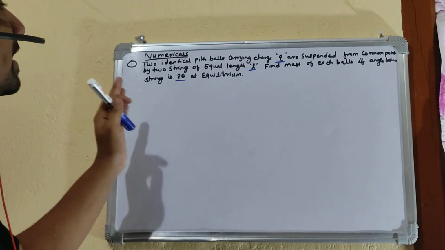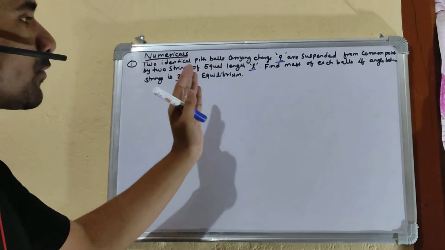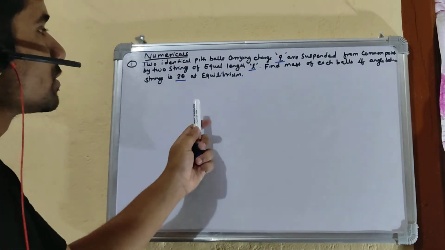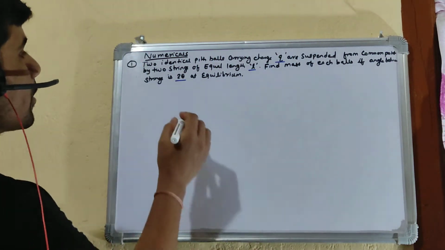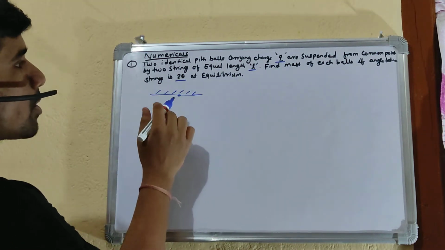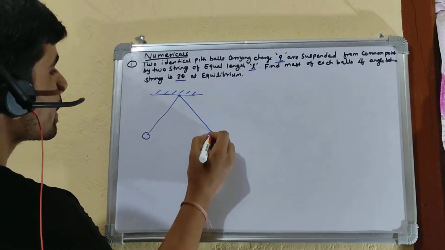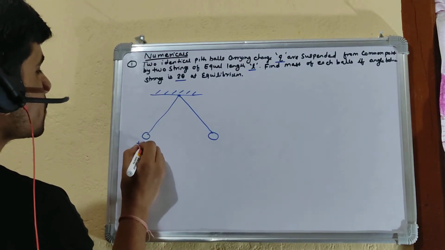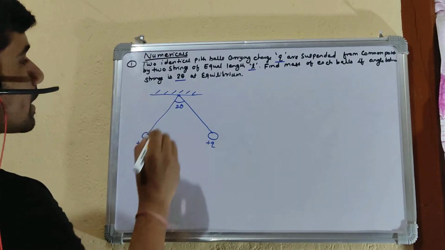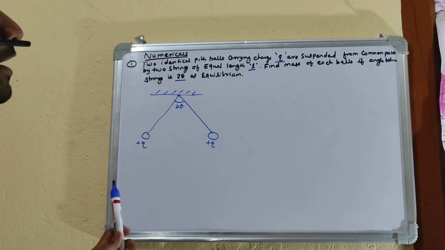So the question says, two identical pith balls carrying charge plus Q are suspended from a common point by two strings of equal length L. Find the mass of each ball if the angle between the two strings is 2 theta at equilibrium. So there is a common point. Let's say this is a hinge. From this common point, two identical pith balls are suspended. This has charge plus Q, this has charge plus Q, and the angle between these two is 2 theta at equilibrium. So now the aim is to find the mass of each ball.